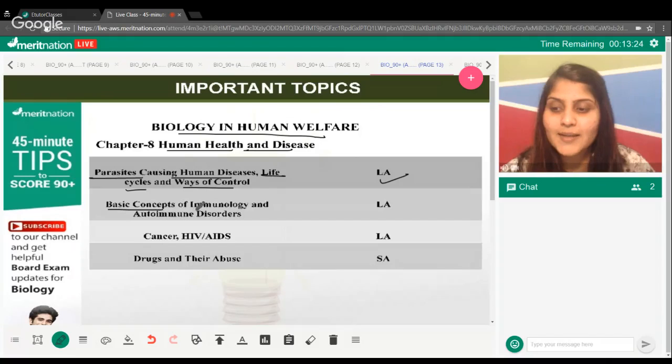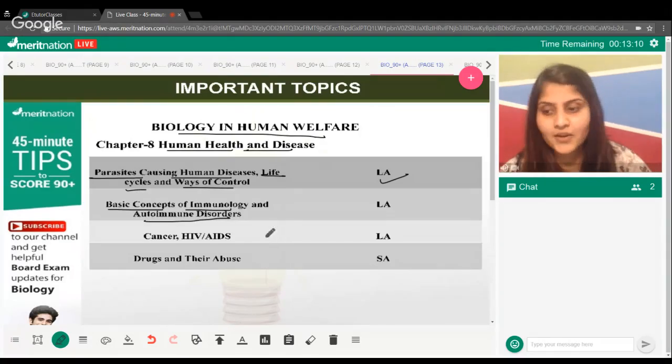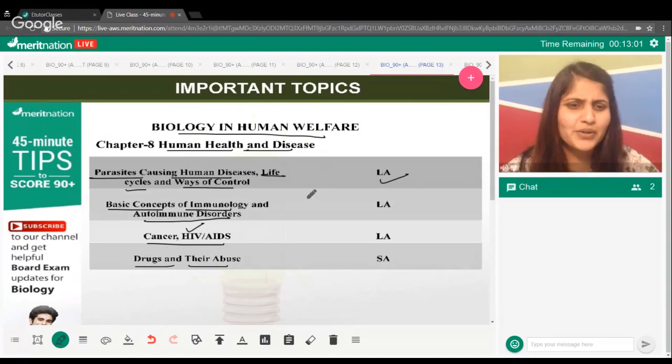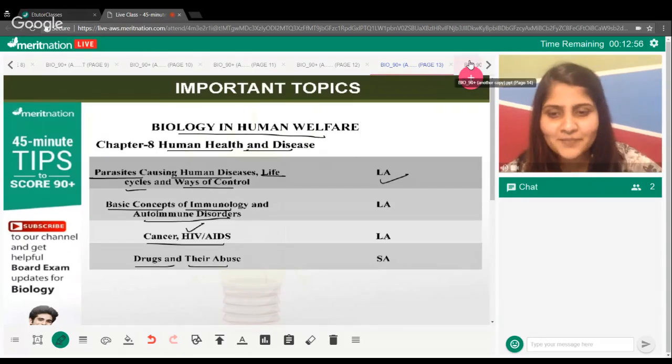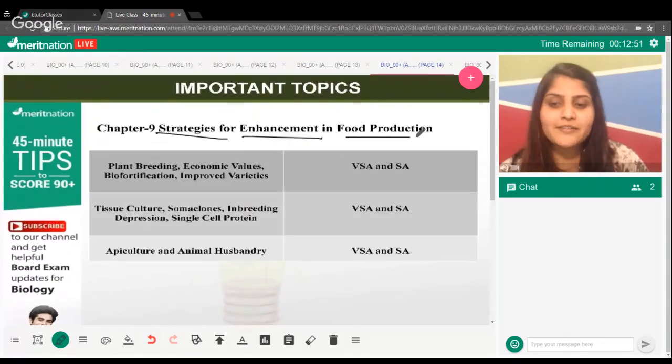Then basic concepts of immunology. You should know about the innate immunity. You should know about your adaptive immunity. What are the features? How both of them differ from each other. Okay, and some autoimmune disorders. Okay, cancer, HIV/AIDS. Need to know about the guy HIV and its life cycle and drugs and their abuse. This is easy, right? I'm not going to spend time here. Read it and get your marks and enjoy your life. This is easy. Moving on to the strategies for enhancement in food production.